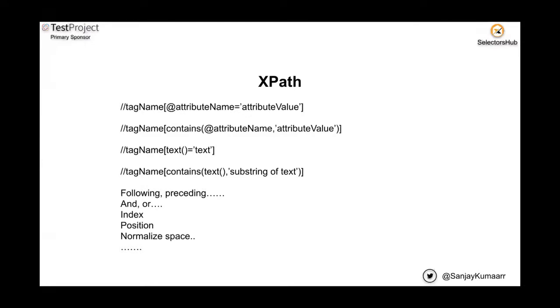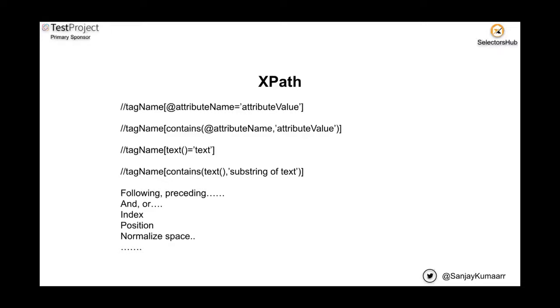What are the types of XPath, the patterns? We all know that there are 8 types of selectors. Out of those 8 types, 2 types we have to write. The rest 6, if they are available with the web element, we can directly copy and take them: name, ID, class name, link text, partial link text. The complex things come only with XPath and CSS selectors.